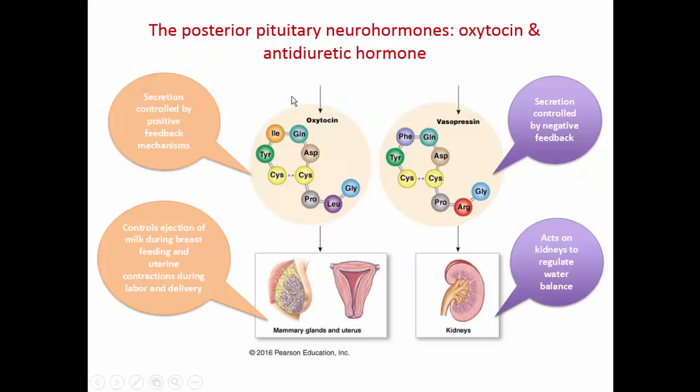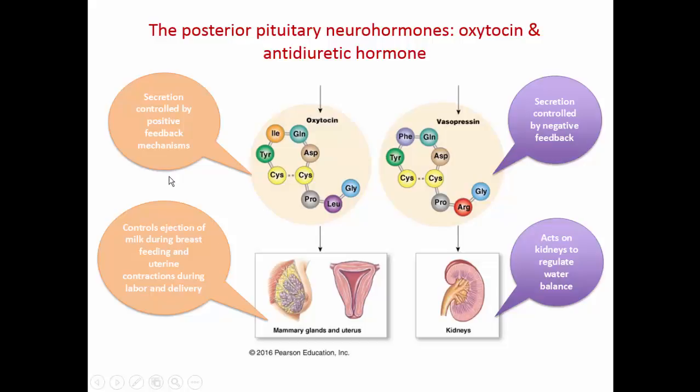As mentioned previously, the two neurohormones released from the posterior pituitary are oxytocin and vasopressin. And these diagrams show that both of these hormones are made up of just a few amino acids. Oxytocin is important for controlling ejection of milk during breastfeeding and uterine contractions during labour and delivery. And it is important to note that secretion of oxytocin is controlled by positive feedback mechanisms.